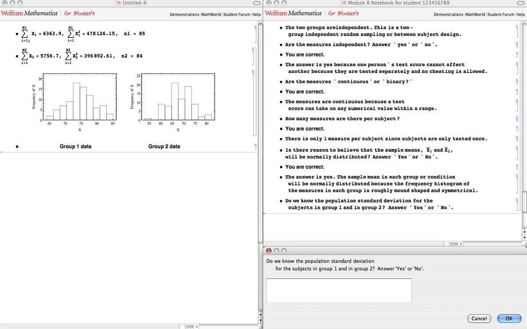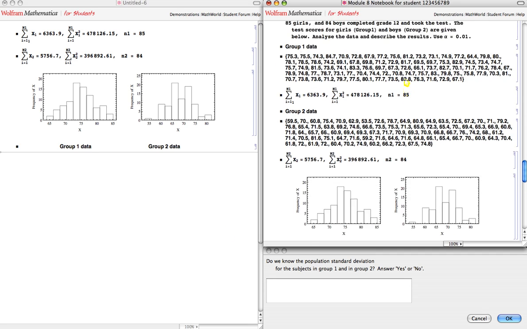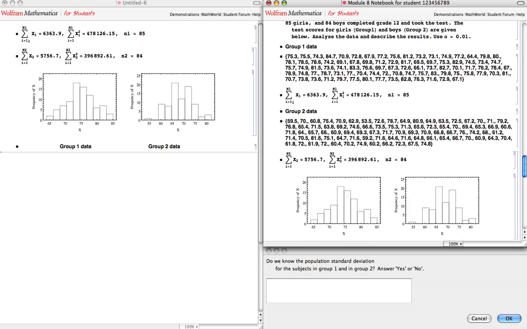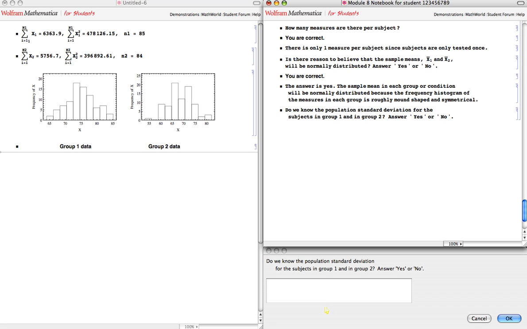Do we know the population standard deviation for the subjects in group 1 and in group 2? Well, let's see. These are the population means, 75 and 61, and these are the population standard deviations. So the answer is that yes, we do know these values.